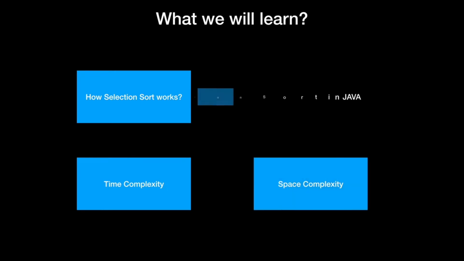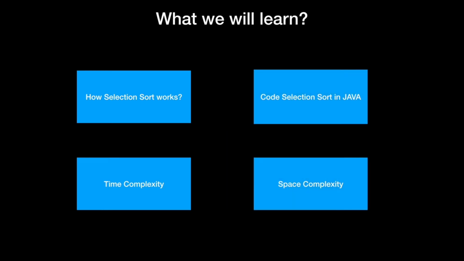In this video, we'll be learning about selection sort. We'll get to know about how selection sort works, what is the time complexity, what is the space complexity, and we'll also write some code of selection sort in Java. Now let's see how selection sort works.